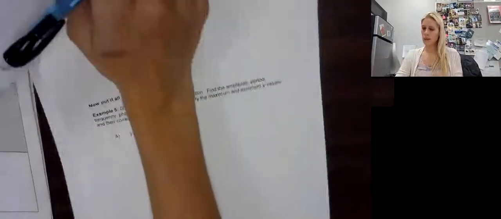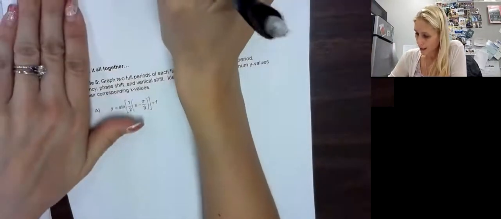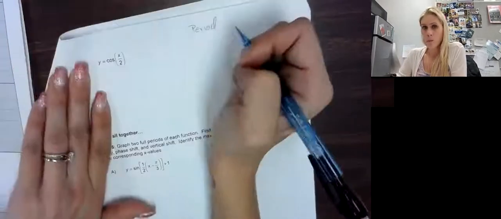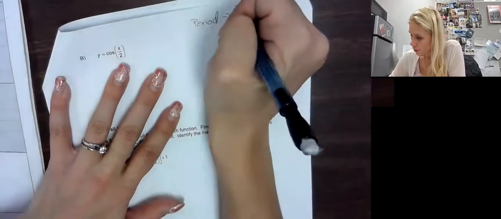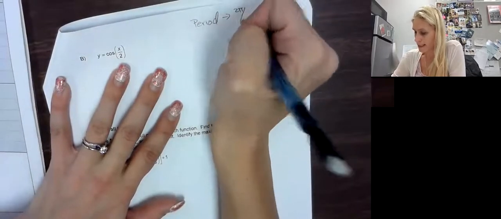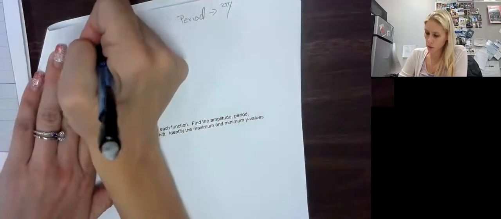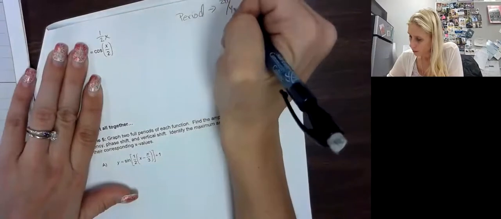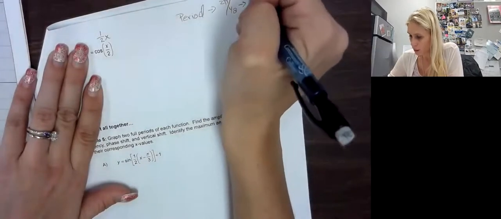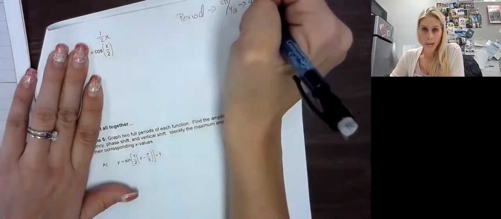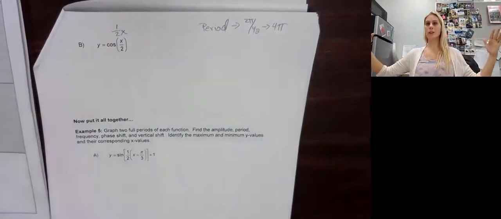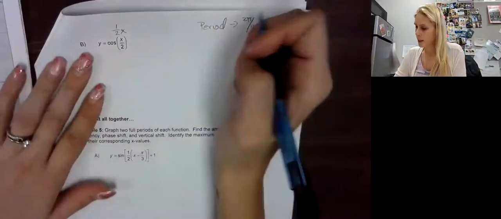All right, let's do another one, and then we're going to put it all together. So we have our period, which is 2 pi over b. Now in this case, guys, be careful because b is actually 1/2. Then we know that this is going to be 4 pi. So that 1 cycle is actually going to be stretched out to 4 pi.